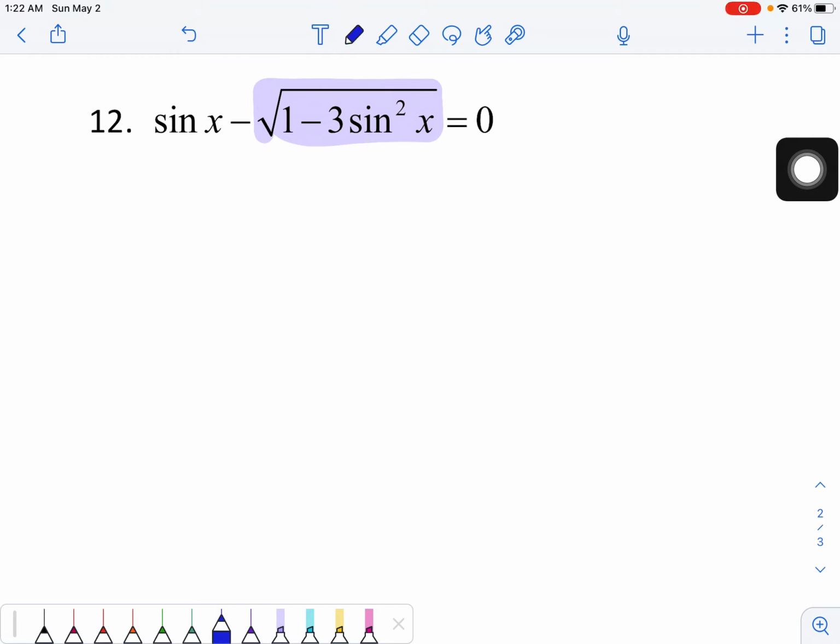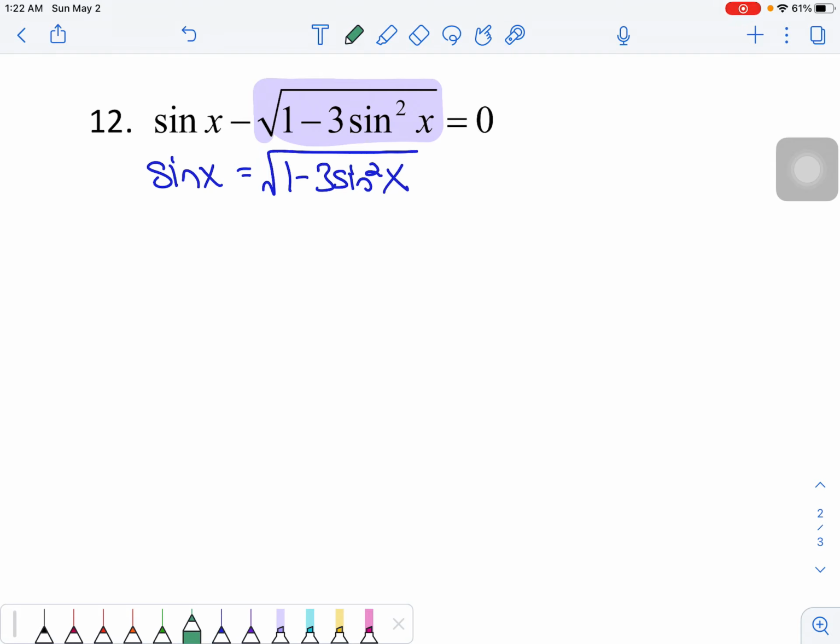So this equation is going to turn into the sine of x is equal to the square root of 1 minus 3 sine squared x. To get rid of the radical, I am going to square both sides. On the right side, square and square root eliminate each other. On the left side, you're going to have sine squared x. I keep trying to write a theta, but I know it's x. Sorry about that.